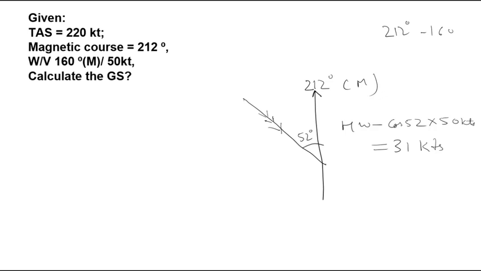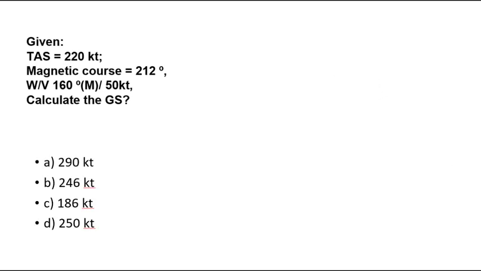This 31 knots we will subtract from 220 knots to get a ground speed. So 220 minus 31 will give us 189 knots as a ground speed. So the closest correct option, which corresponds to the answer we got, that is 189, would be 186 or option Charlie, as per the scientific calculator method.